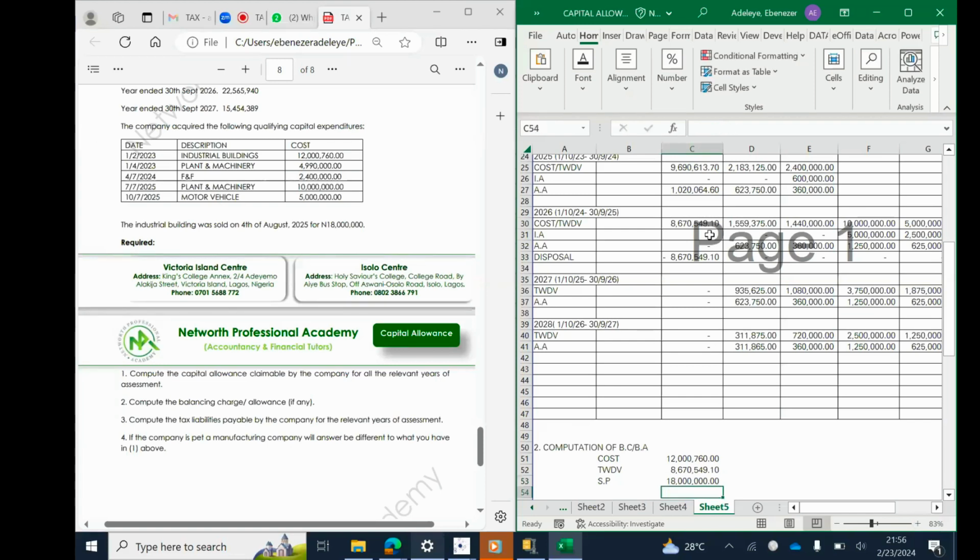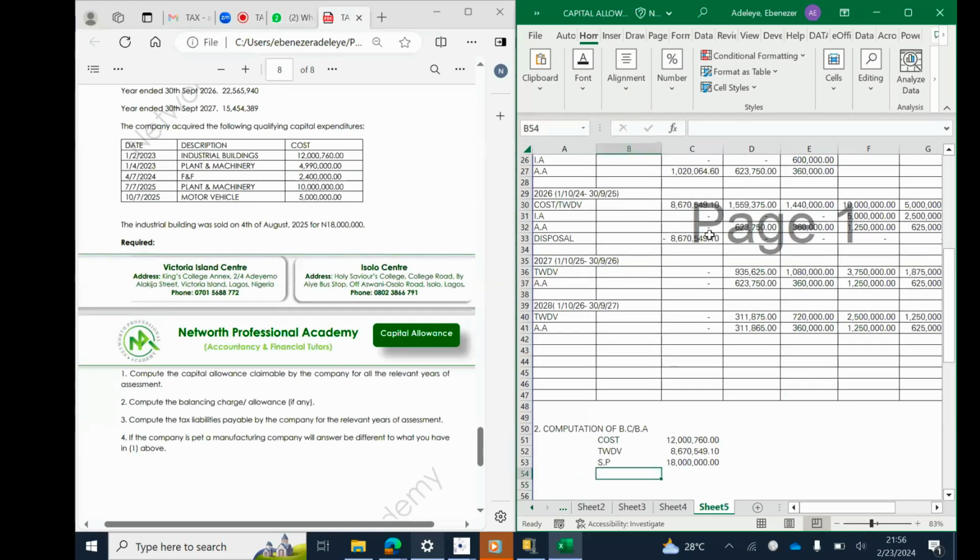Now, you have to compute: was there a gain or a profit? There is a gain on sales. So it means that if there is a gain, there is a balancing charge. The balancing charge is meant to be this minus this, that is the sales proceeds minus the tax written down value. And it will give us this.